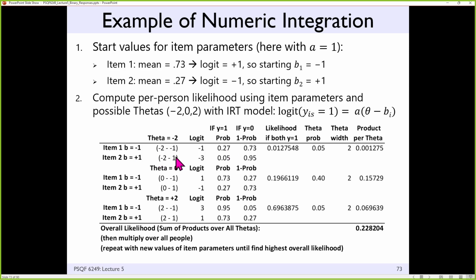Now for the second item, my try-on theta is still at -2. -2 minus 1 gives me a logit of -3. The probability of getting the answer right is 0.05 if I only have a theta of -2. Probability of getting it wrong is 0.95. If I didn't get it wrong, this one's irrelevant. So if I multiply these two probabilities together, then here's my likelihood of getting both of them right if my theta is -2. Okay, with me so far?